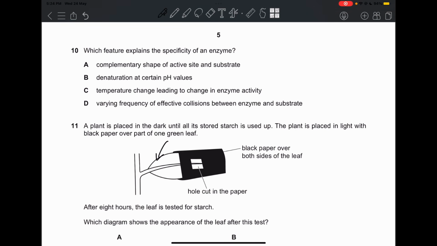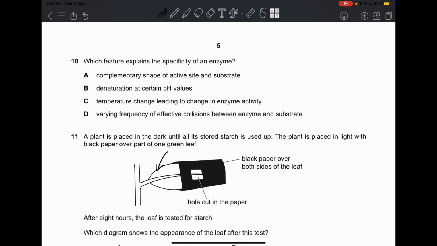10. Which feature explains the specificity of an enzyme? Now this question is asking basically what is the feature of an enzyme that makes it special or stand out from other enzymes. So let's read the options. A says complementary shape of an active site and substrate. Now this is something that could make an enzyme be distinguished from another enzyme, because all the enzymes have unique active site shapes. No enzyme has the same active site shape as another enzyme, so only the substrate can bind to one type of enzyme, and the substrate cannot bind to many enzymes at a time. So A could be an answer over here, but let's read the other options.